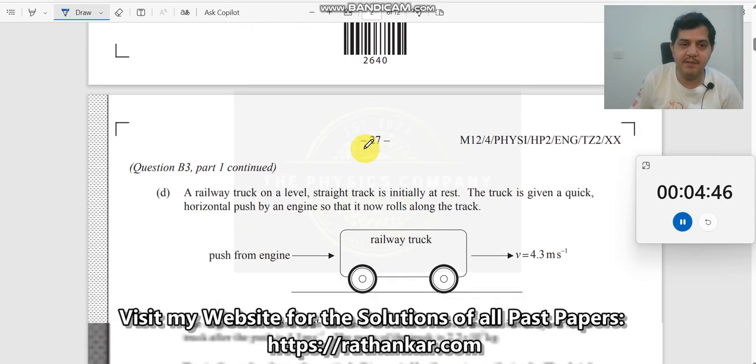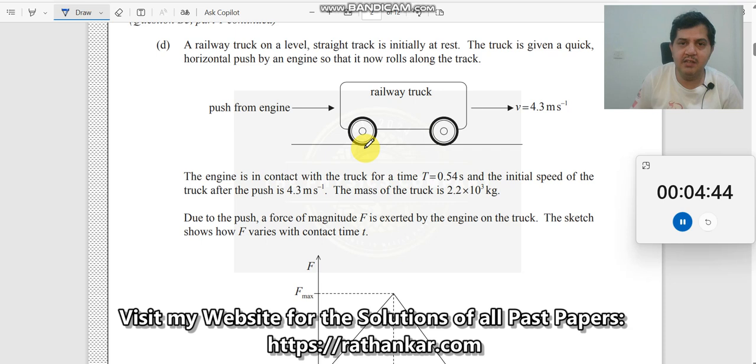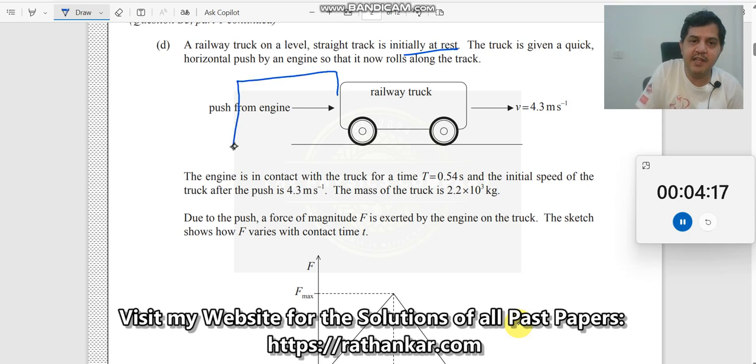Then next question: a railway truck on a level straight track is initially at rest. The truck is given a quick horizontal push by an engine, so that it now rolls along the track. Push from the engine is given, velocity is given over here. The engine is in contact with the truck for a time of 0.54 seconds. Now what does it say? There is a railway truck over here which is initially at rest on a straight track. The truck is given a quick horizontal push by an engine. Let me write the engine here. This is the engine, and the truck now rolls along the track.